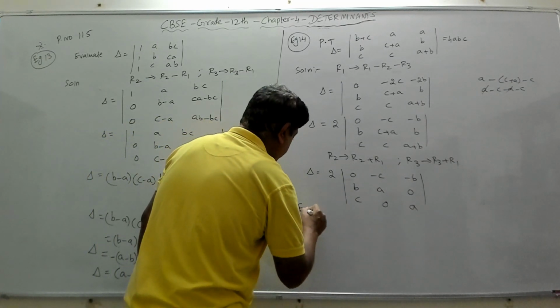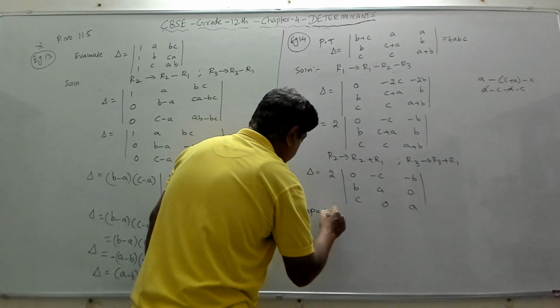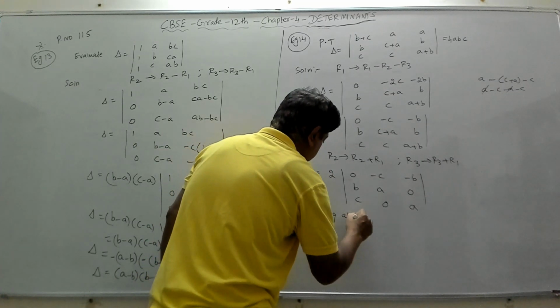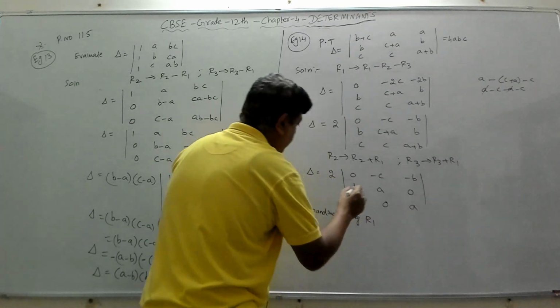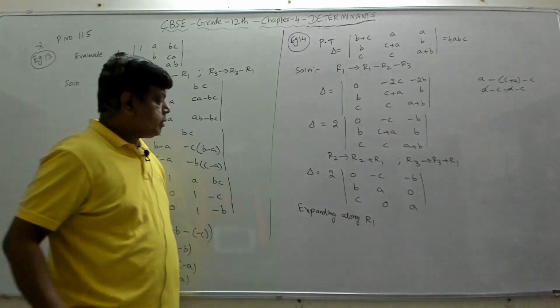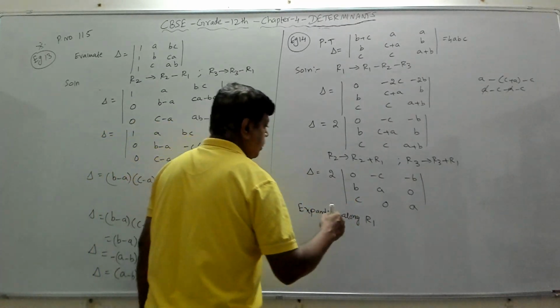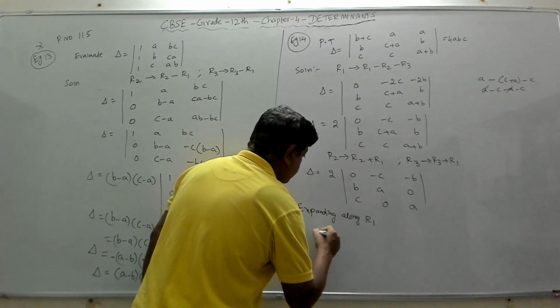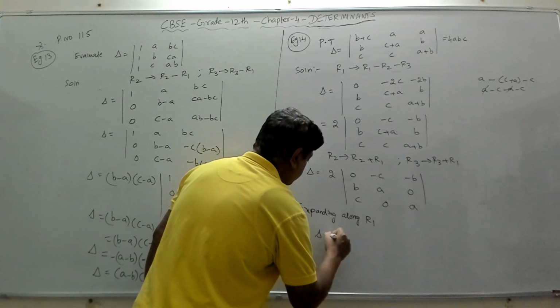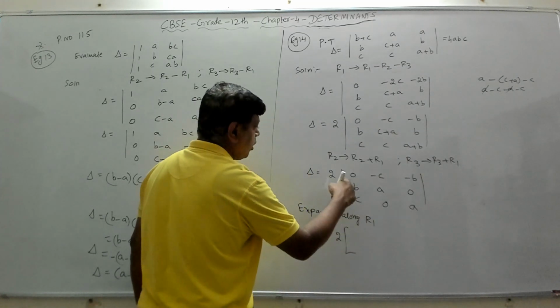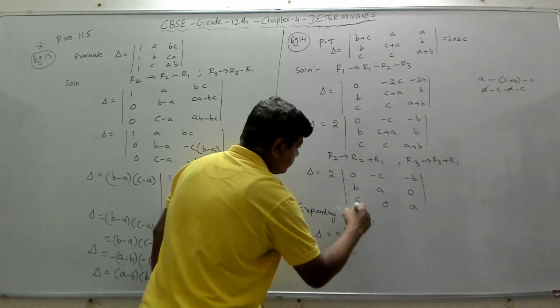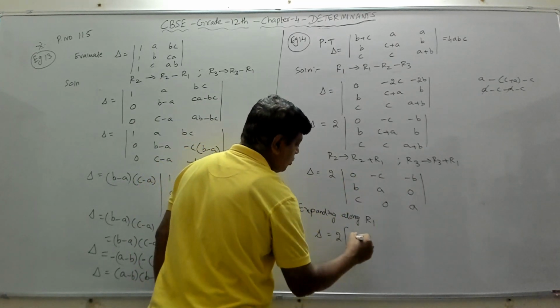So I'll say expanding along R1. I'm going to expand along R1. So what happens if I expand along R1? This one becomes delta equal to 2 into, expanding along R1, 0 into anything. If I expand this, 0 into anything.